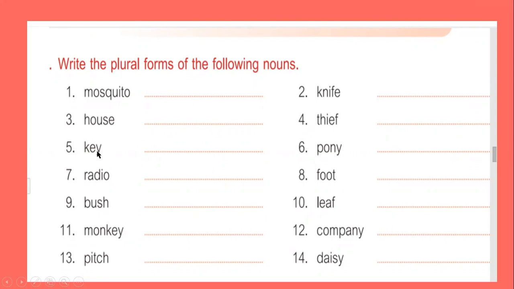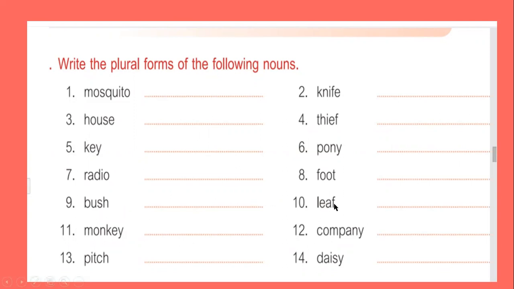Key. It ends with a vowel plus y. So you just add an s. Pony. This is a consonant plus y. So what are we going to change it to? I-E-S. Radio. This is vowel plus o. So this will be only adding an s. Foot. Foot will change completely. This will become feet. Bush. This is the humming sound, sh. For sh, what do we have to do? Add es. So you will say bushes.